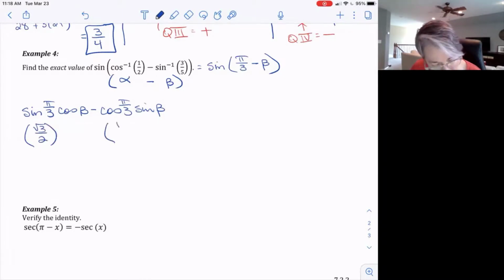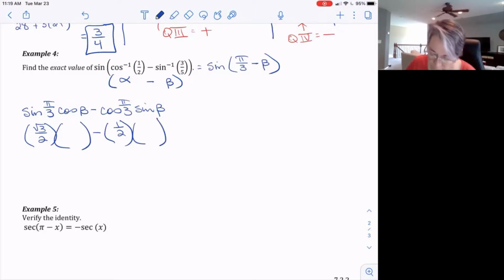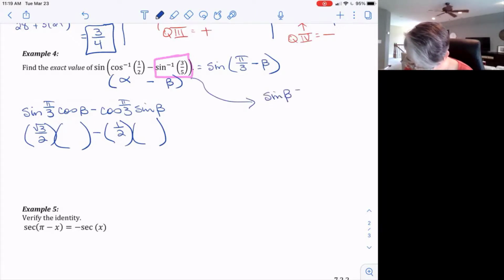Cosine of pi over 3 is 1/2. But we need to figure out what the cosine of beta and the sine of beta values are. That's where this comes in. The nice thing is this is saying that the sine of beta is 3/5, so we don't even need to know what beta is. We know that sine value already, so we can plug that in. Sine of beta over here is 3/5. But we don't know the cosine of beta.